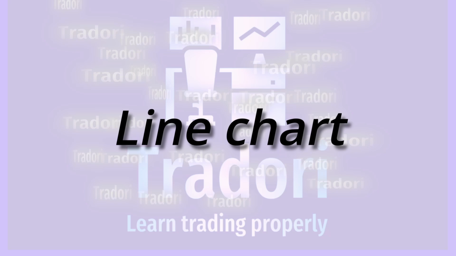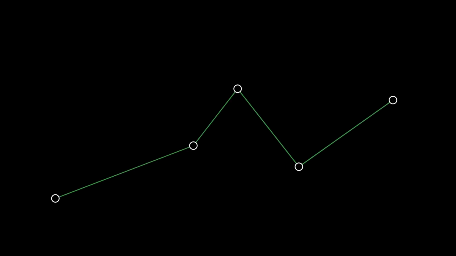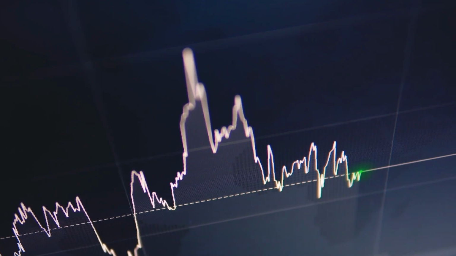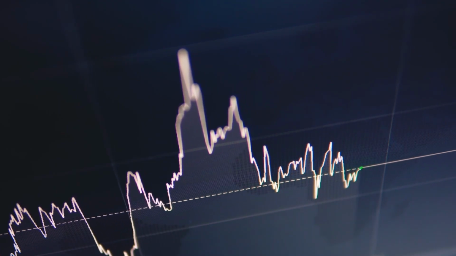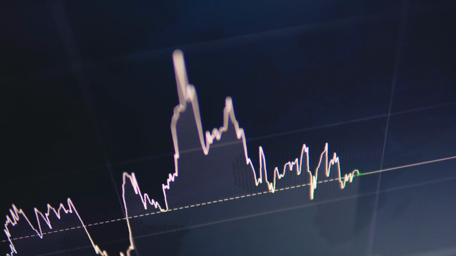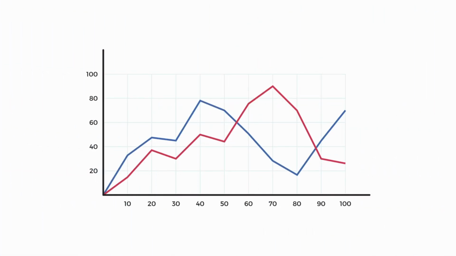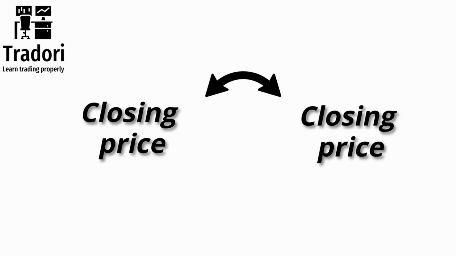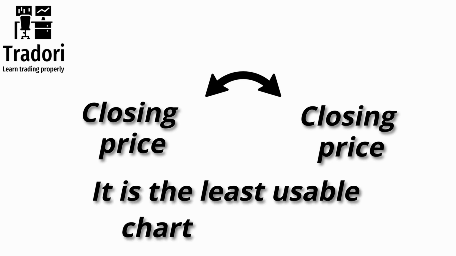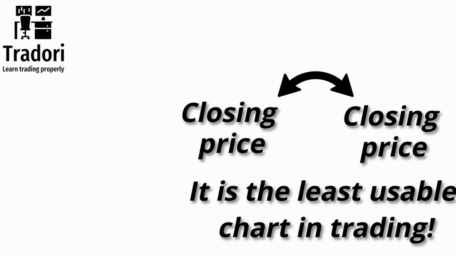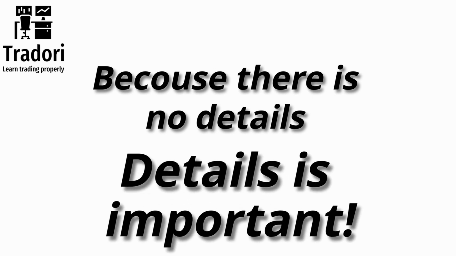Line chart. A line chart is a type of chart that displays information as a series of data points connected by straight line segments. It means visually representing an asset's price history using a single, continuous line. A line chart is easy to understand and simple in form, typically depicting only changes in an asset's closing price over time. The line chart is the least usable chart in the world of trading, mostly because there are no details in this chart, and in trading, details are very important.